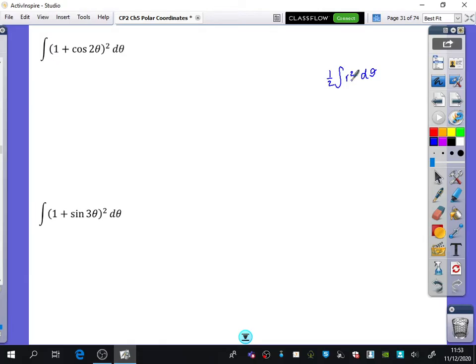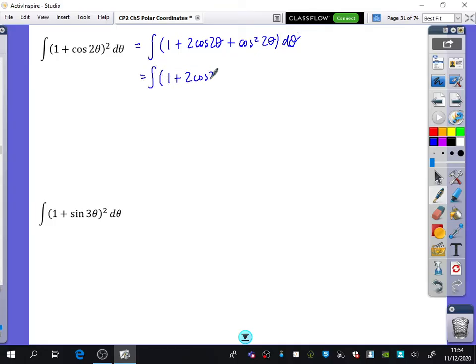Now, when you have something that's squared like this, what do you think we need to do? You have to expand it. There's no choice. You've got to expand this. So that's going to be 1 plus 2 cos 2 theta plus cos squared 2 theta d theta, which is going to be 1 plus 2 cos 2 theta, and cos squared 2 theta is going to be a half plus a half cos 4 theta d theta.